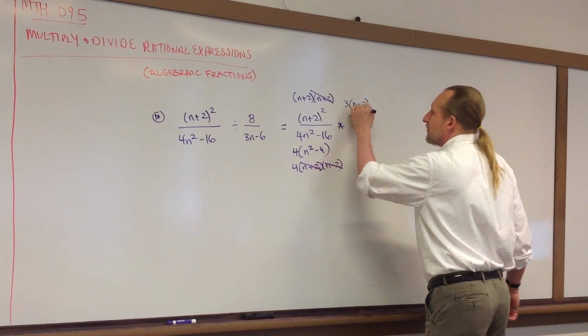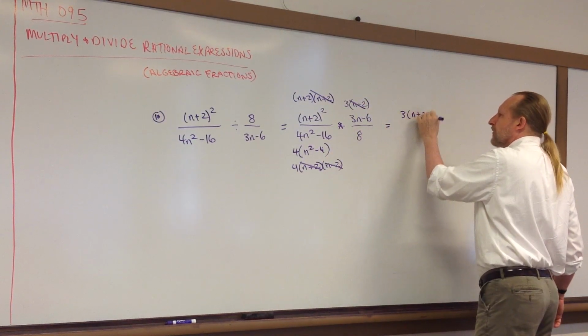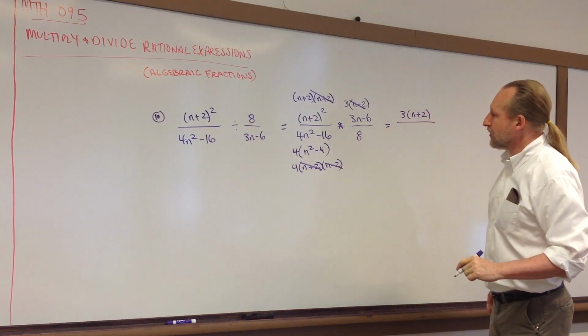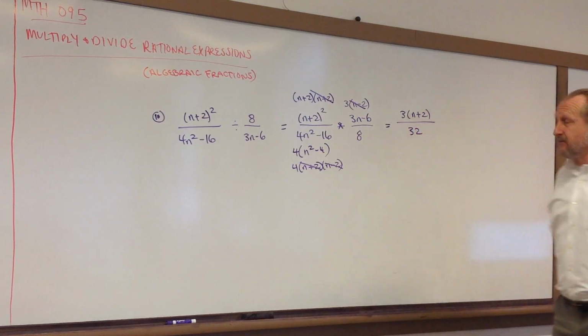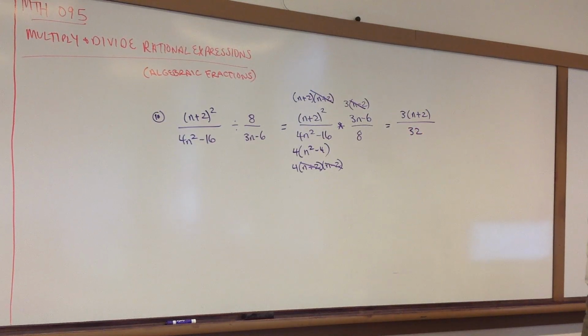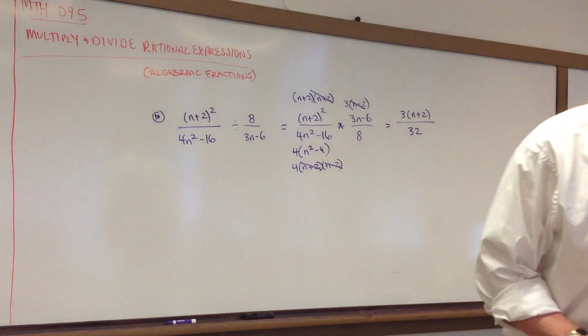The n minus 2's cancel each other out, so on the top we get left with 3 times n plus 2. And on the bottom it looks like all we get is 32, and so we just leave it like that. That's going to be the lowest terms for problem 10.